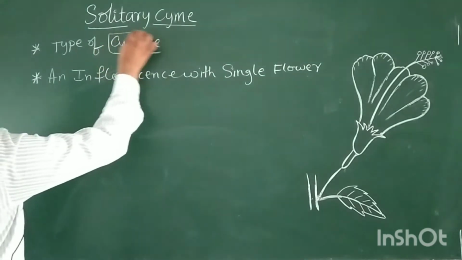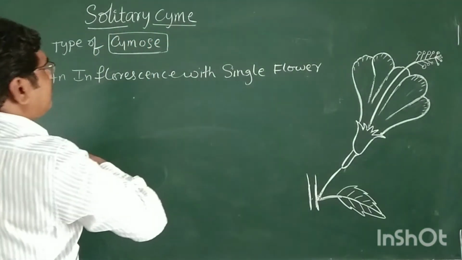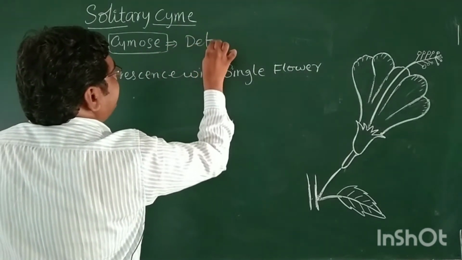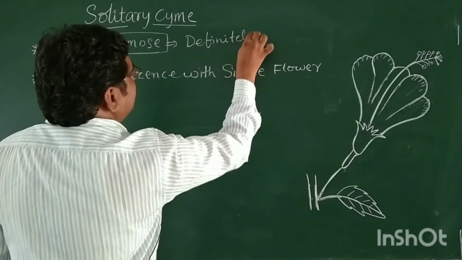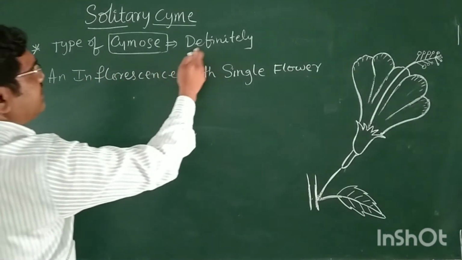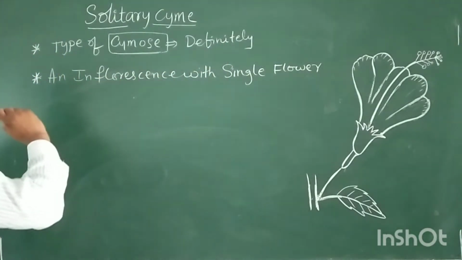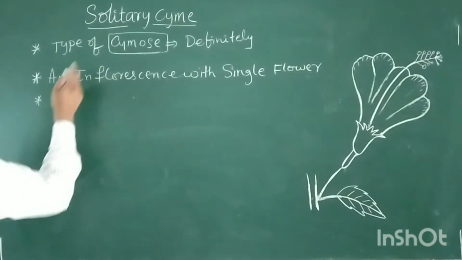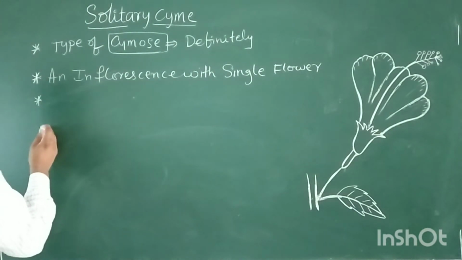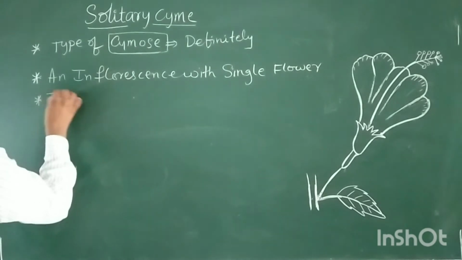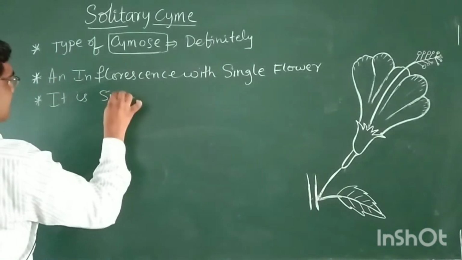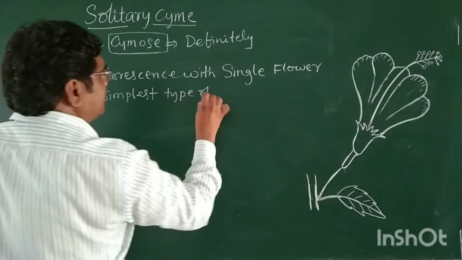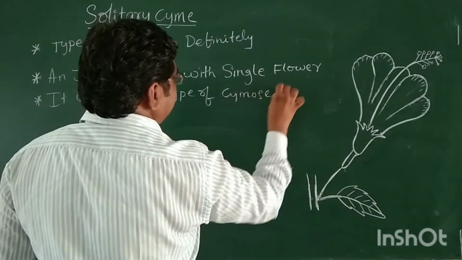So, actually, in cymose inflorescence, what is the growth of the peduncle? The growth of the peduncle is definite. What does definite peduncle mean? The peduncle ends with one flower, that is called definite. And the solitary cyme is the simplest type of cymose inflorescence.